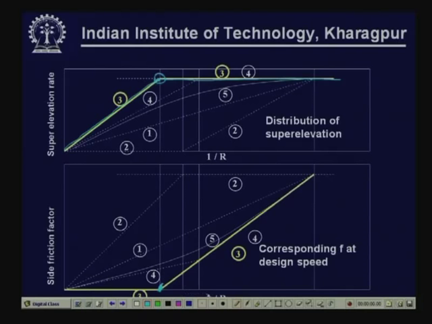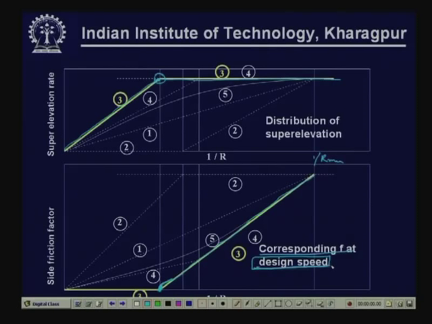And as 1 by r changes, it goes up to 1 by r minimum, both for distribution of super elevation and distribution of side friction factor. Then as this changes, now this F value increases rapidly. But as I was indicating, this is the corresponding distribution of F at design speed, not at average running speed.